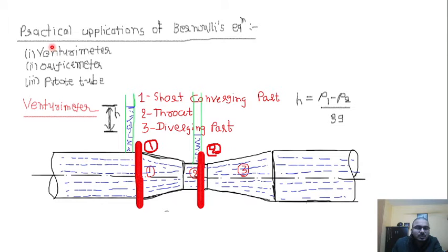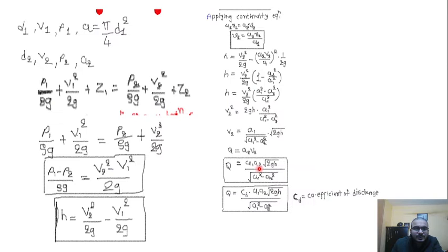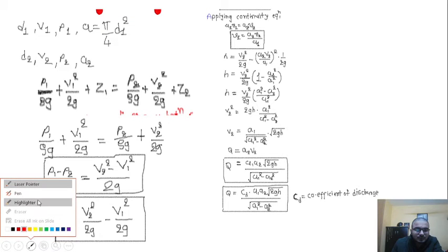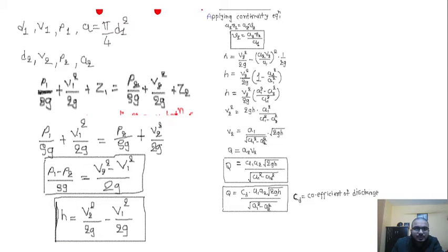The next is practical applications of Bernoulli's equation. Here we have three applications: Venturi meter, orifice meter and pitot tube. First we studied the Venturi meter, and in our previous lecture we studied up to the left portion of this screen. So we have proved up to h is equal to v2 square upon 2g minus v1 square upon 2g.